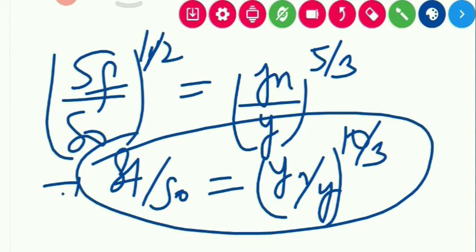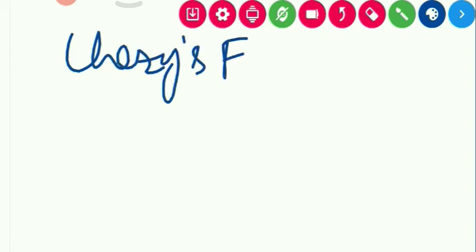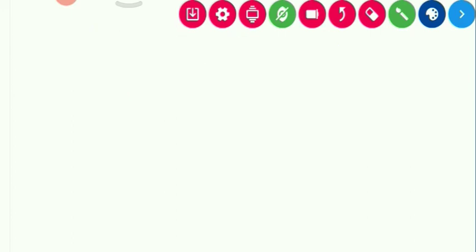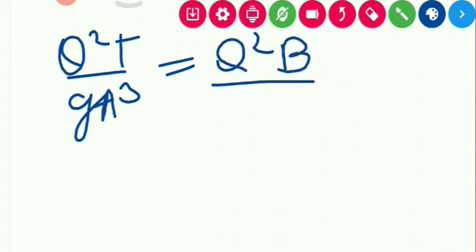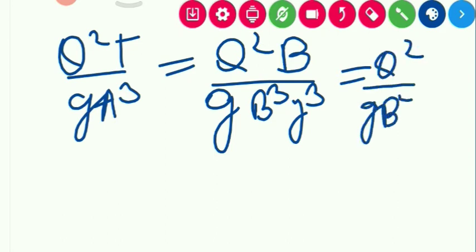We have derived this using Manning's formula. We can also derive this relation using Chezy's formula. Now for a rectangular channel, q square T upon g A cube is always q square. What is the value of T? T is the top surface, equal to the width of the channel. g is the acceleration due to gravity, and what is the area of the flow? Area is b into y, so A cube is b cube into y cube. So this comes out to be q square upon g b square y cube.